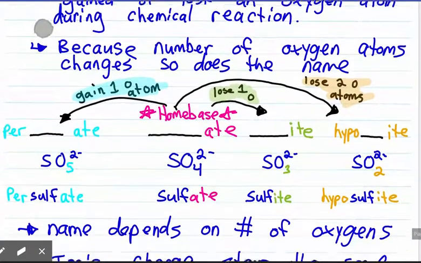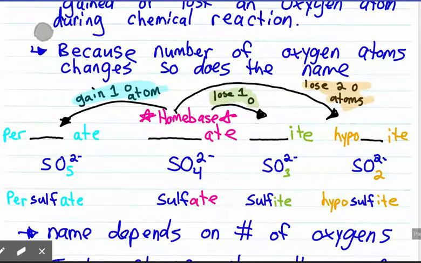So this is the system. The name depends on the number of oxygen atoms. The change in number of oxygen atoms, and therefore the corresponding name, is consistent with every single -ate, so chlorate, nitrate, phosphate, that we have learned. A phosphate with 1 less oxygen becomes a phosphite. A phosphate with 2 less oxygens becomes a hypophosphite. The naming system that you see here, I've shown it with the sulfate ion, but it is the same for all of the -ates that we have learned so far.